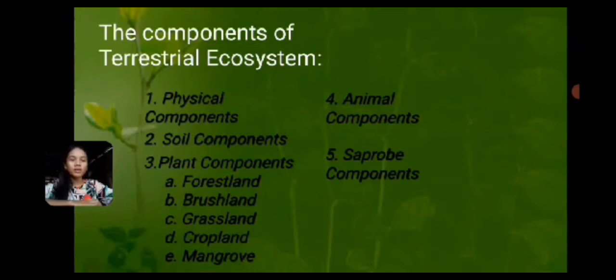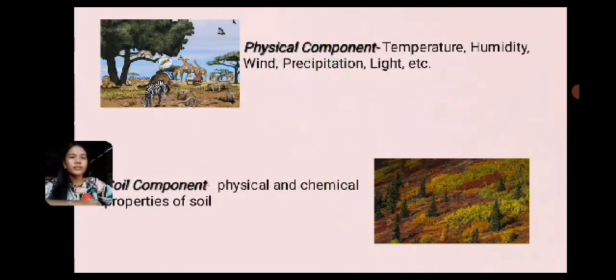These are the components of the terrestrial ecosystem. First is physical components. Second, soil components. Third, plant components, which include forest land, brushland, grassland, cropland, and mangrove. Fourth is animal components, and fifth, saprobe components. Physical components are temperature, humidity, wind, precipitation, light, etc. Soil components are the physical and chemical properties of soil.